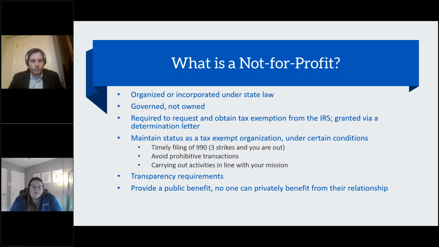There are some transparency requirements as well. Nonprofits do have a legal and an ethical obligation to their constituents. So you want to ensure that all the activities that you're doing are remaining transparent and you're having full accountability.